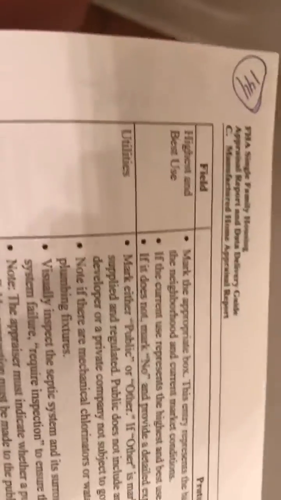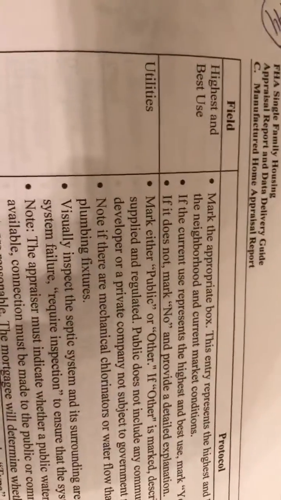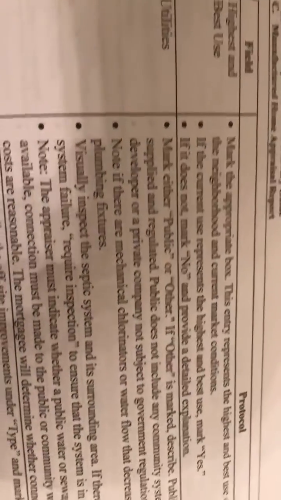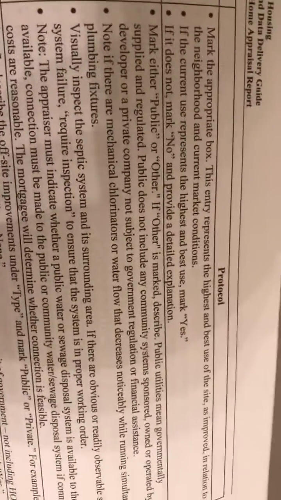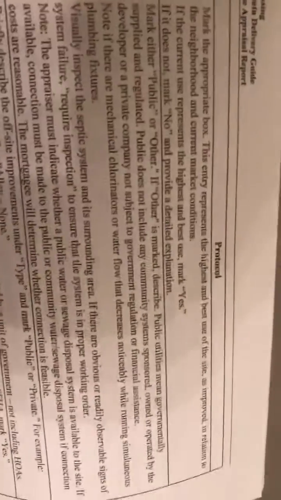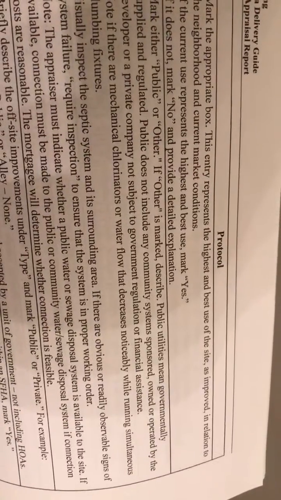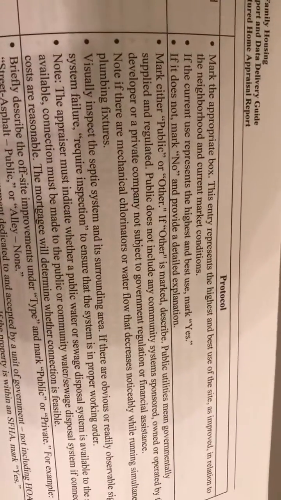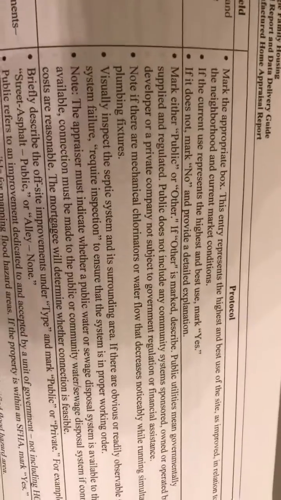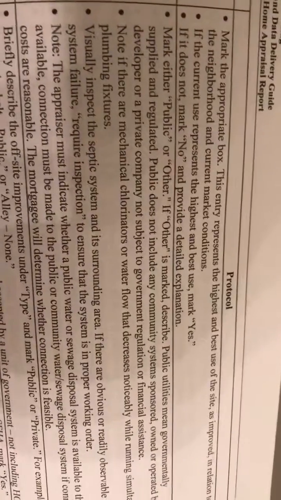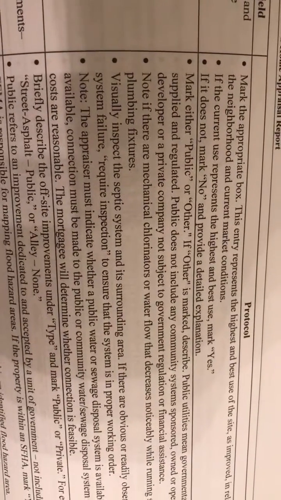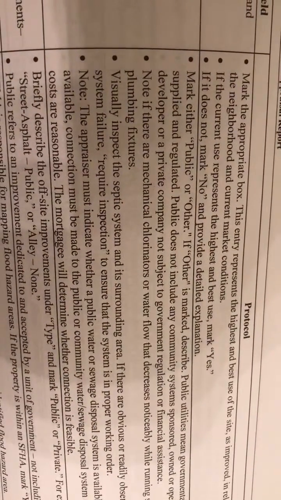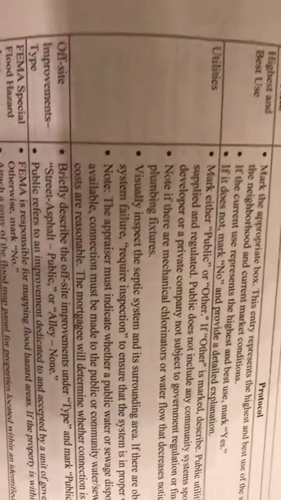FHA SFR Appraising Handbook 4000.1, page 144. Field, highest and best use. Protocol, mark the appropriate box. This entry represents the highest and best use of the site as improved in relation to the neighborhood and current market conditions. If the current use represents the highest and best use, mark yes. If it does not, mark no and provide a detailed explanation.